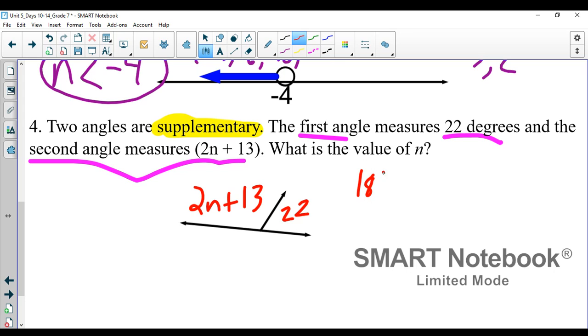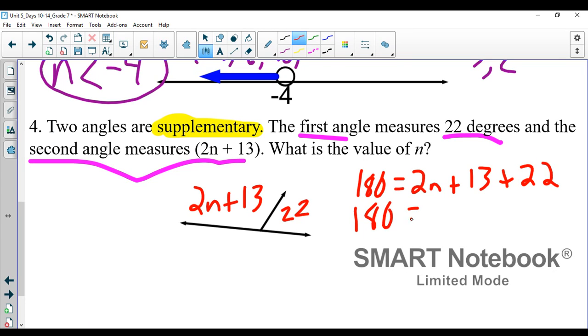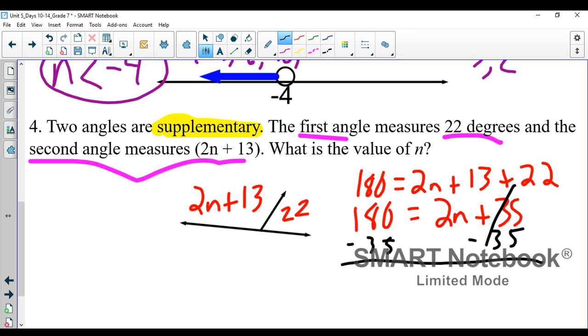So 180 is equal to 2n plus 13 plus 22. From here, 180 equals 2n plus 35 because I'm just combining my like terms. I take 35 away from both sides. These cancel out. That leaves me with 2n on this side. 180 minus 35, some quick subtraction, 145, and then you divide each side by 2 to get your answer.